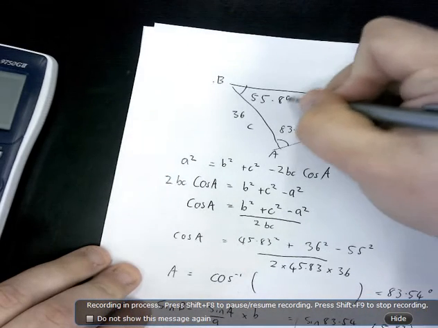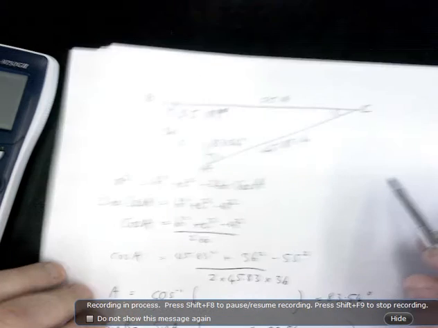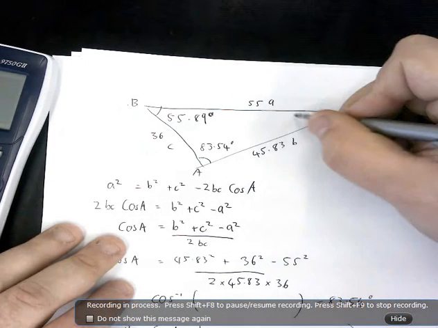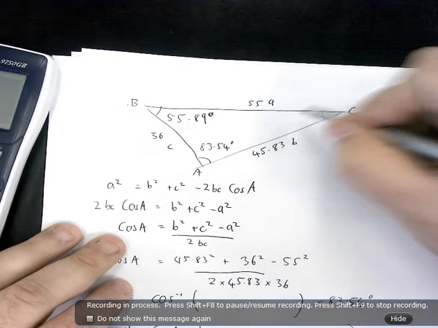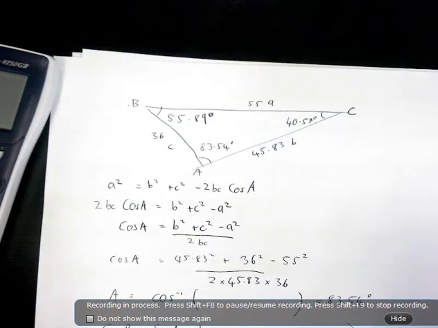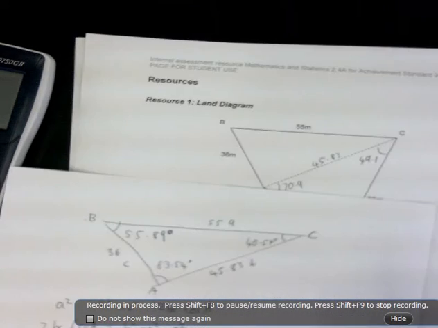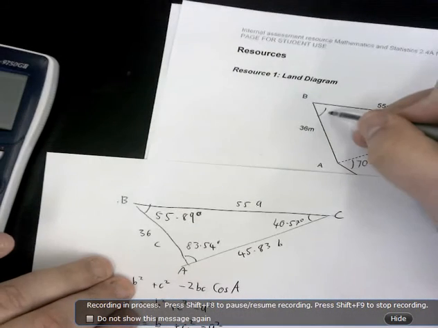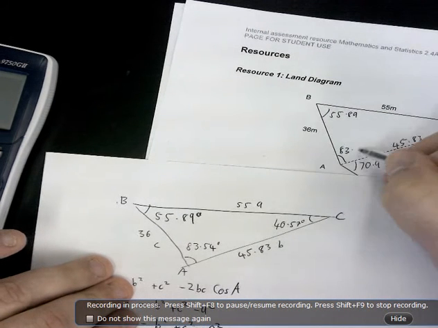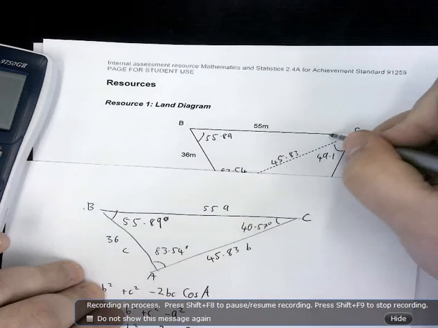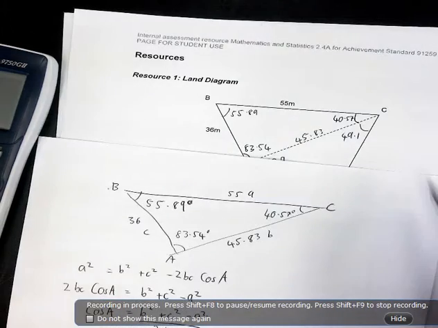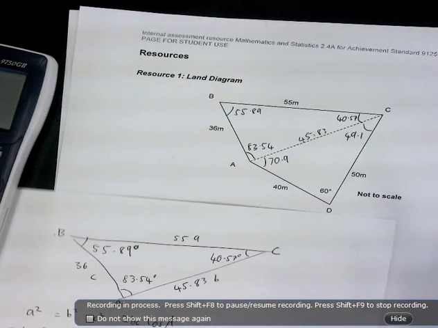55.89 degrees. Once again, I can use sine rule to figure out this, or I can just use the rule that angles in a triangle add up to 180. Now we have both triangles complete, so I'll update my diagram once more. These angles all add up to 180 degrees.